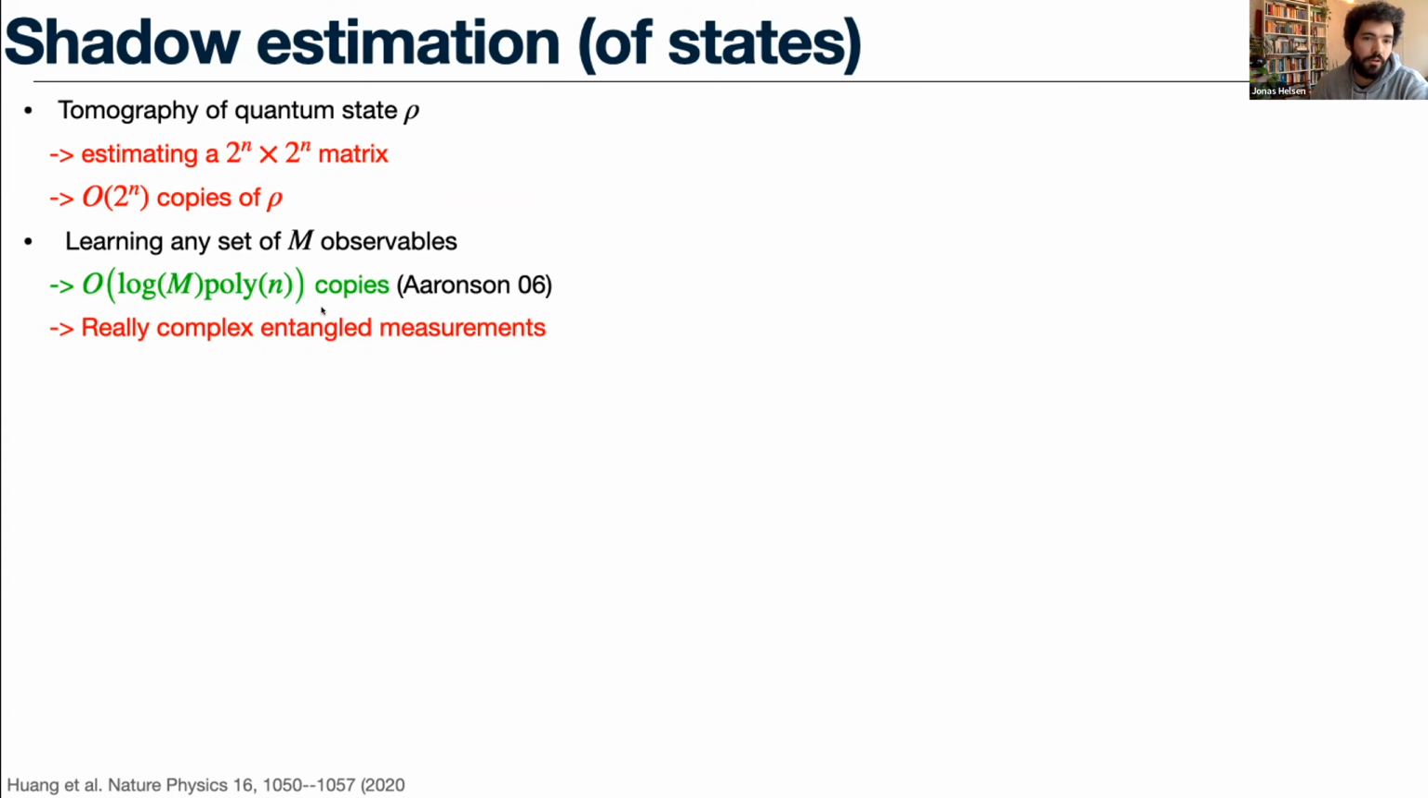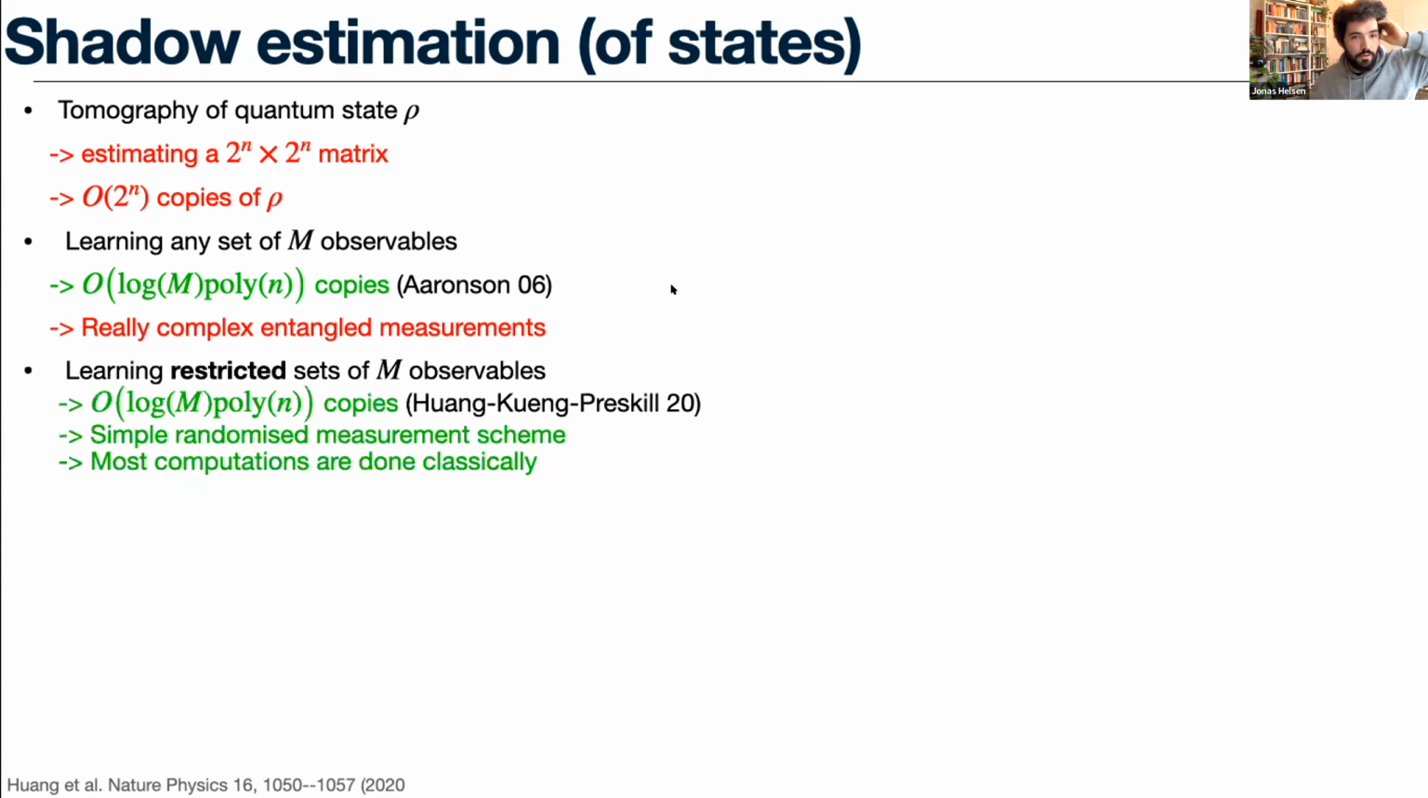The problem with this protocol is that it has really complex entangled measurements. It's extremely non-constructive. No one has ever done this in practice. But 15 years later, and this is really the starting point of my own work, there was a really beautiful paper, about 2 years ago, by Huang, Kueng, and Preskill, where they said, if we don't restrict ourselves to a set of arbitrary M observables, but learn some restricted set, and this restriction turns out to be fairly weak, then we can make this really complicated protocol into an extremely simple one.